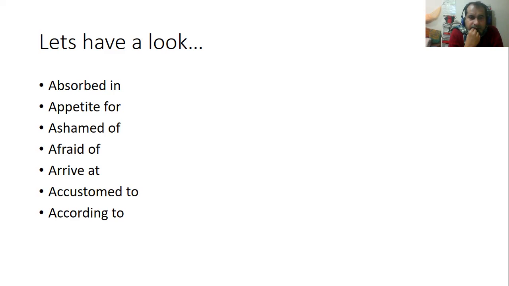Then another preposition you see, accustomed to. That means habitual behavior. I'm not accustomed to make trip alone. That means I usually do not go out for a trip or a journey alone. I usually go with some of my friends or relatives for a trip. So accustomed to means in Bangla we can say obhosto or habitual nature.